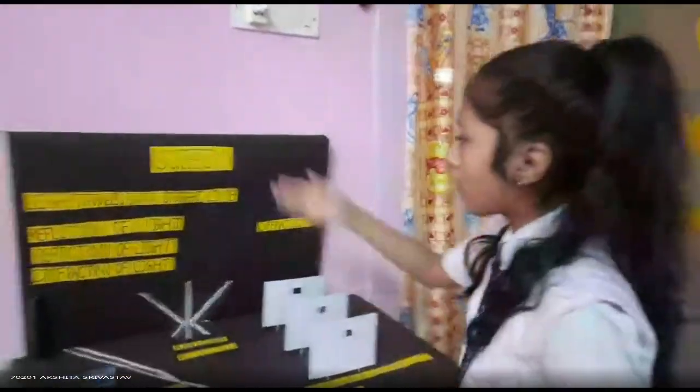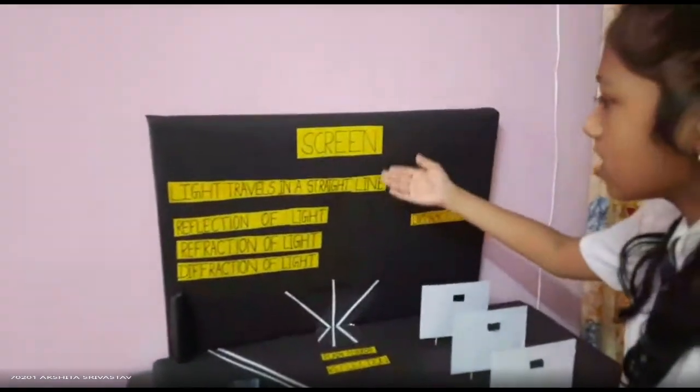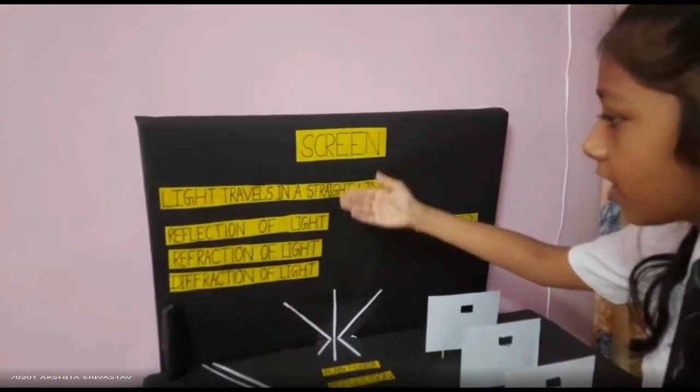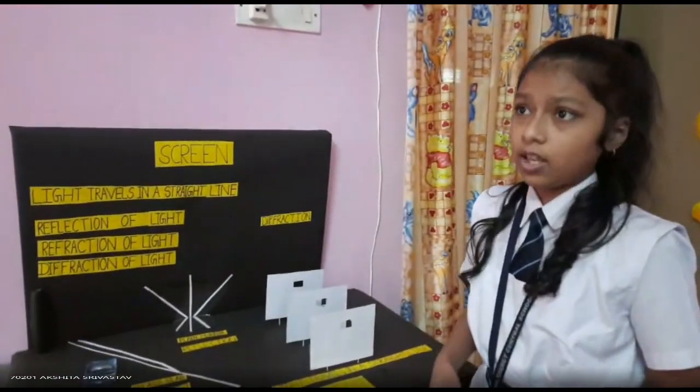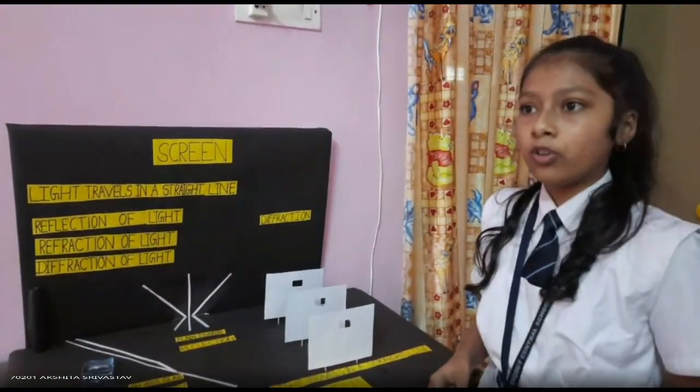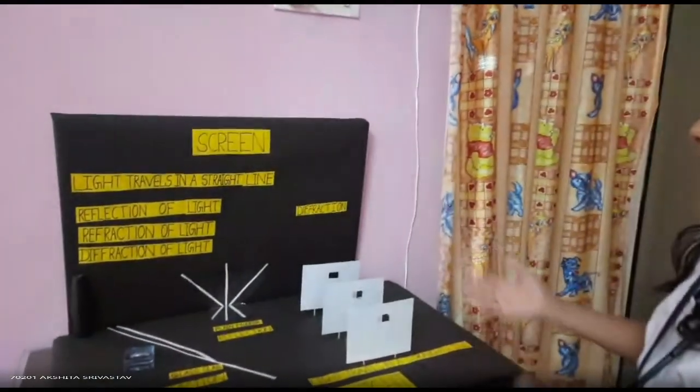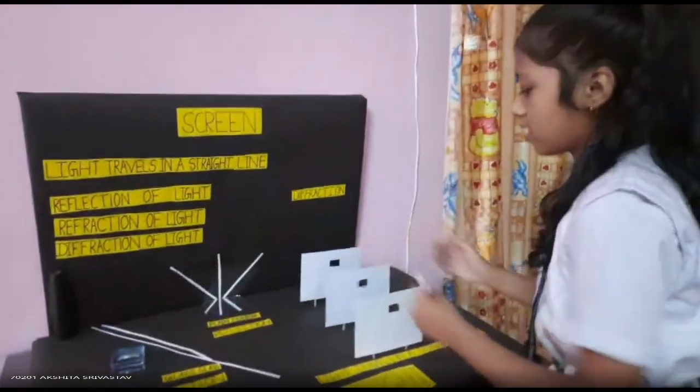Good morning, everyone. My name is Akshita Srivastava, class 7B, roll number 70201. The title of my project is Properties of Light, in which I am going to demonstrate four properties of light. These are light travels in a straight line, reflection of light, refraction of light, and diffraction of light. Light is a form of energy which excites our sense of sight. It exists in tiny packets called photons.